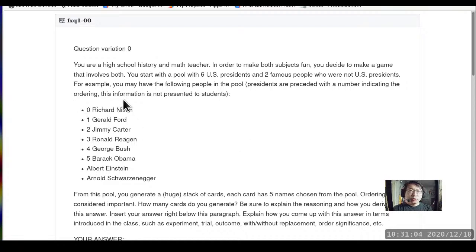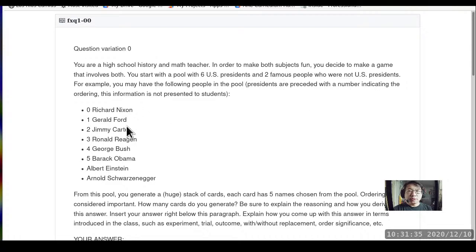The first question has to do with counting, and by extension, it also has to do with probability. So we'll go ahead and read the question first because the question itself is a little bit complicated. So it's important to understand it first. So you're a high school history and math teacher. In order to make both subjects fun, you decide to make a game that involves both. You start with a pool of 6 US presidents and 2 famous people who were not US presidents.